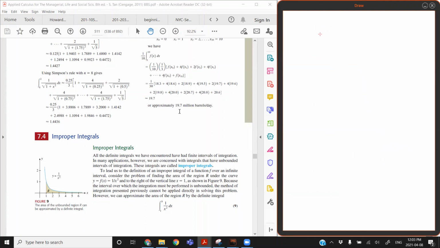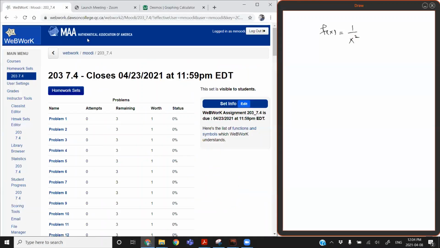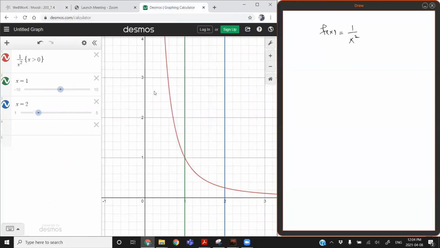So if you have the function f of x equals 1 over x squared, and I ask you to find the area under the curve 1 over x squared, so that's the area under the red curve above the x-axis between the numbers 1 and 2. So the bounds are 1 and 2. I'm asking you to find the integral of 1 over x squared dx, with bounds from 1 to 2. So this area here.